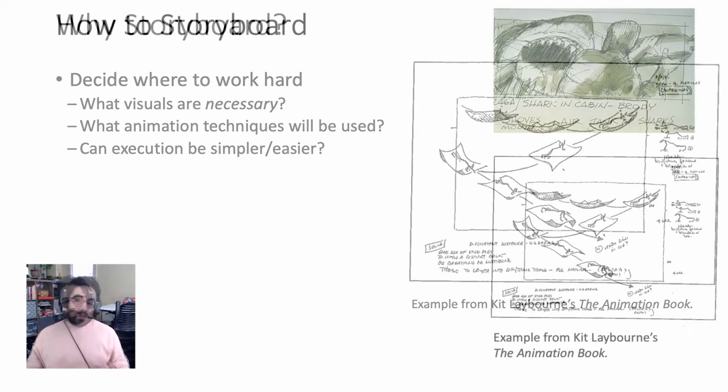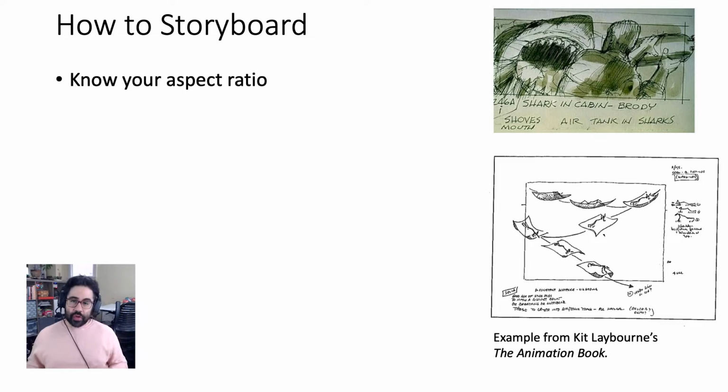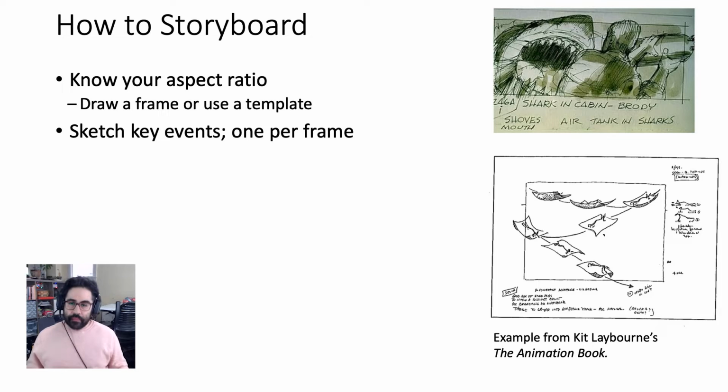To get started storyboarding, you'll need to make sure you know the aspect ratio that you'll be making your film or animation or video in. And that's simply the proportion of width to height in the screen. Once you know this, you can draw out a frame if you're drawing by hand, or use a template file if you're working digitally. Within each frame, you'll sketch each of the key events that you'd like to see in the sequence. Usually this happens one per frame.